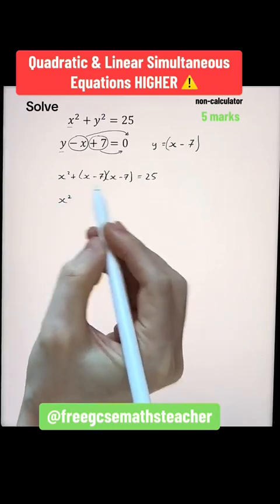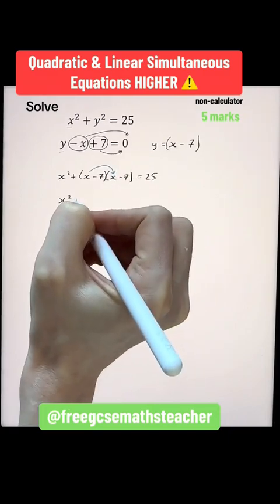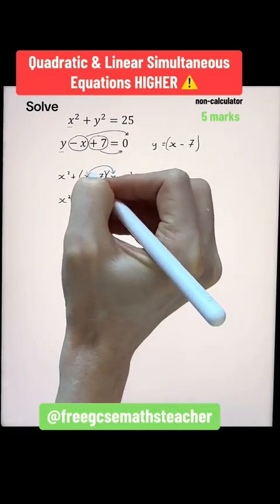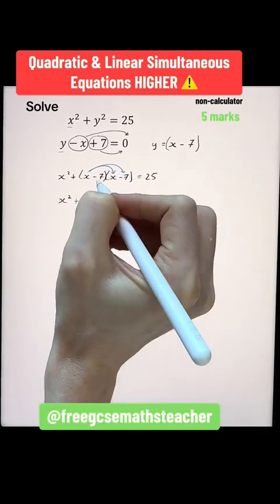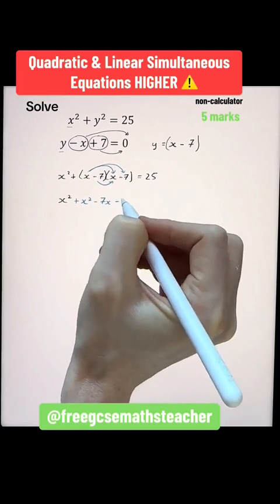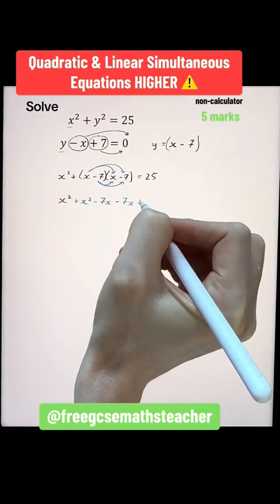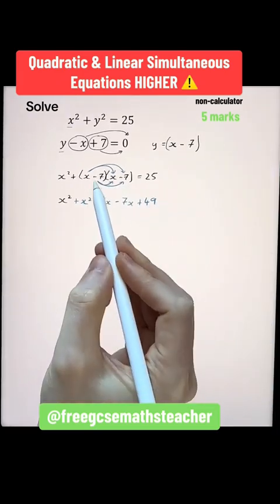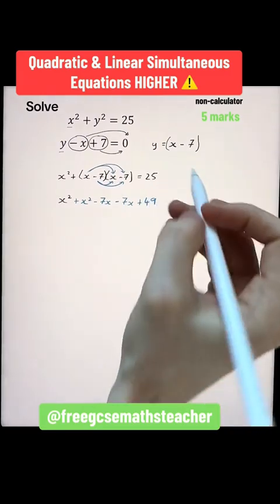Now expanding my double brackets, I know that x multiplied by x will give us x squared. x multiplied by negative 7 will give us negative 7x. Negative 7 multiplied by x will give us negative 7x. Negative 7 multiplied by negative 7 will give us positive 49, because remember, a negative times a negative gives you a positive outcome. And the right-hand side of my equation is still equal to 25.